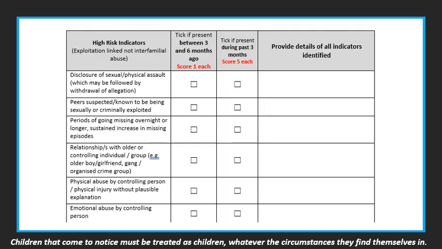The next area of the CERAF to complete is the high risk indicators. These indicators have been selected because they are prevalent in cases where children and young people are at risk of or are being abused through exploitation.